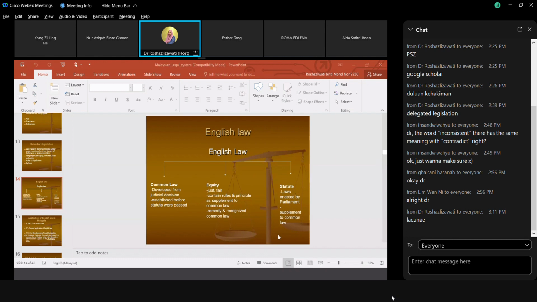Later we have statute. So statute, as stated under common law, established before statute was passed. Statute is the third stage in the development of English law. Statute refers to an act, enactment or ordinance. Statute tu akta lah. Whatever has been passed by the government, either it is an act, enactment or ordinance, that one is statute. Law enacted by parliament, a supplement to common law also, melengkapkan apa yang kurang kepada common law.